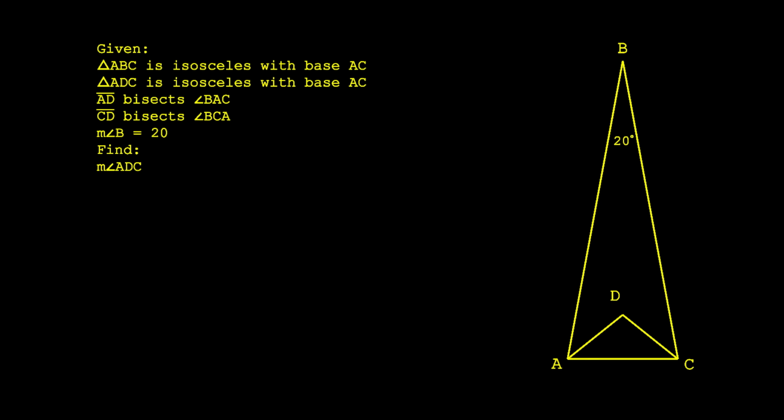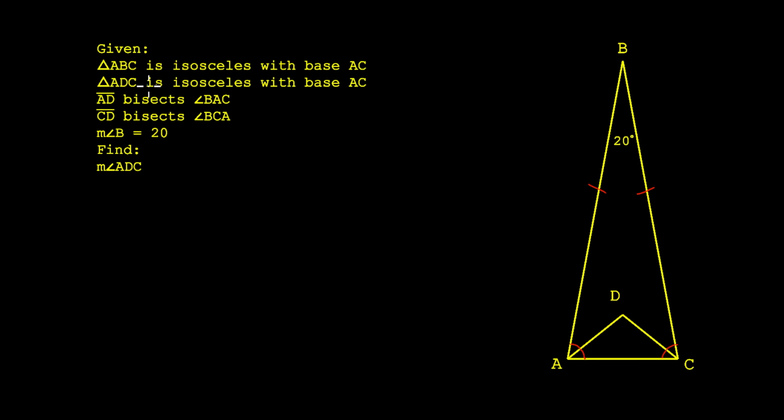In this video, we will be doing algebra from geometry. As always, the algebra comes from the geometry of the problem. So here we go. Given triangle ABC is isosceles with base AC, that means that AB is congruent to BC and that these two base angles down here are congruent.